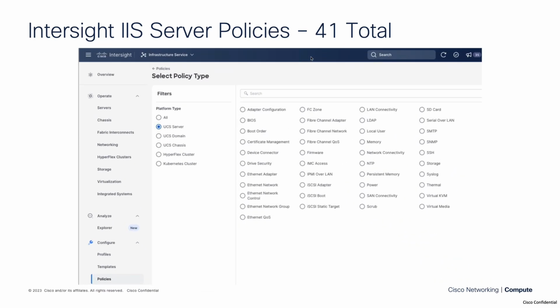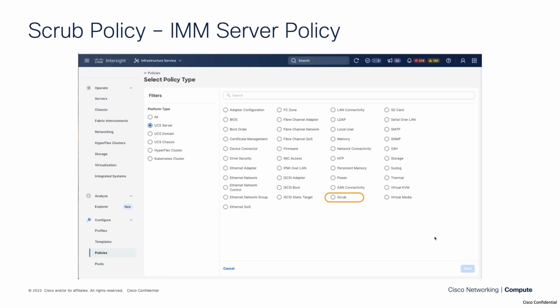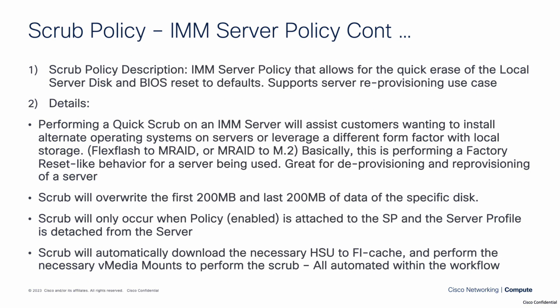We are actually up to 41 total server policies that cover both IMM and standalone C-Series servers. Of those 41 policies, the 9 highlighted policies you see on the screen are the policies that apply to only standalone C-Series servers. So the other 32 is the focus of this particular series. And of course, the topic for today is the scrub policy highlighted on the screen. So let's take a few minutes and discuss the scrub policy.